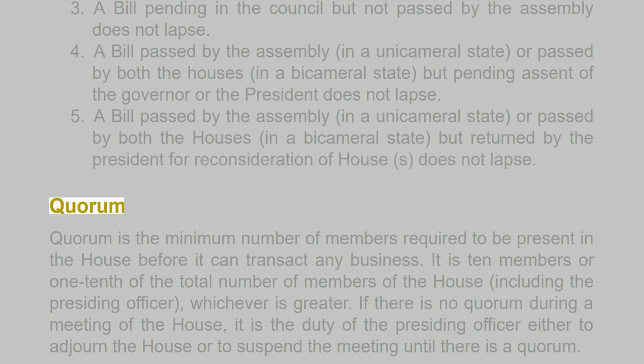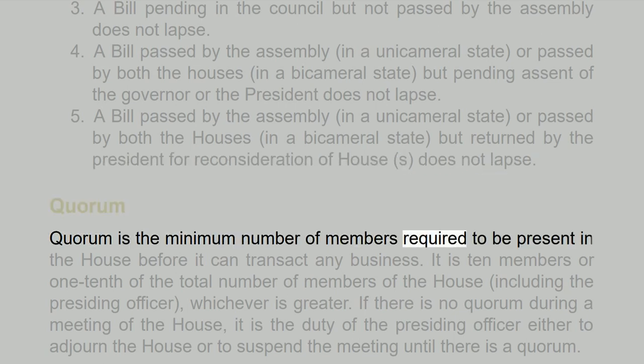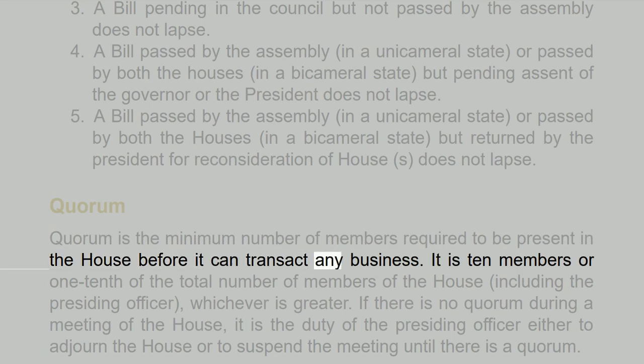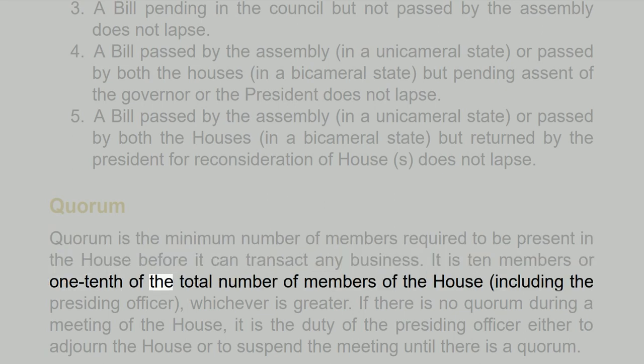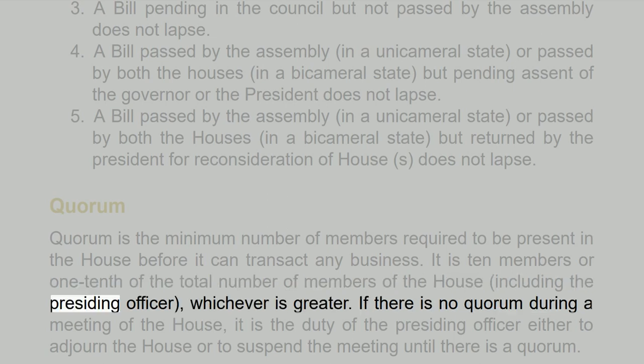Quorum. Quorum is the minimum number of members required to be present in the House before it can transact any business. It is 10 members or 1/10 of the total number of members of the House, including the presiding officer, whichever is greater.